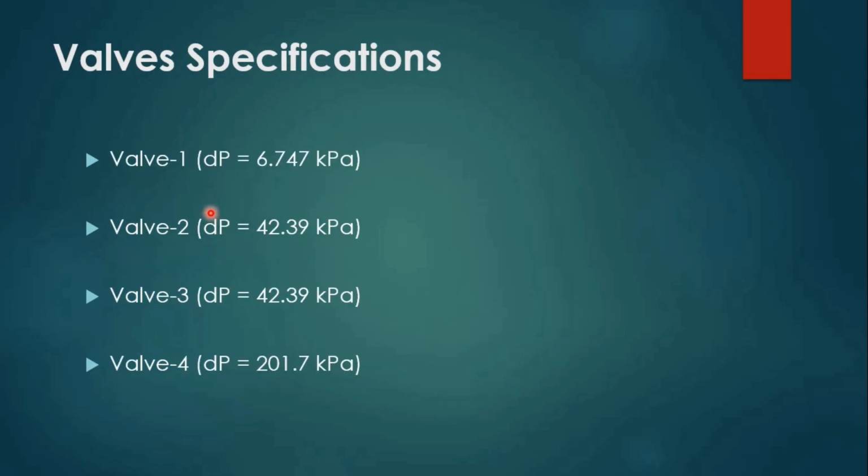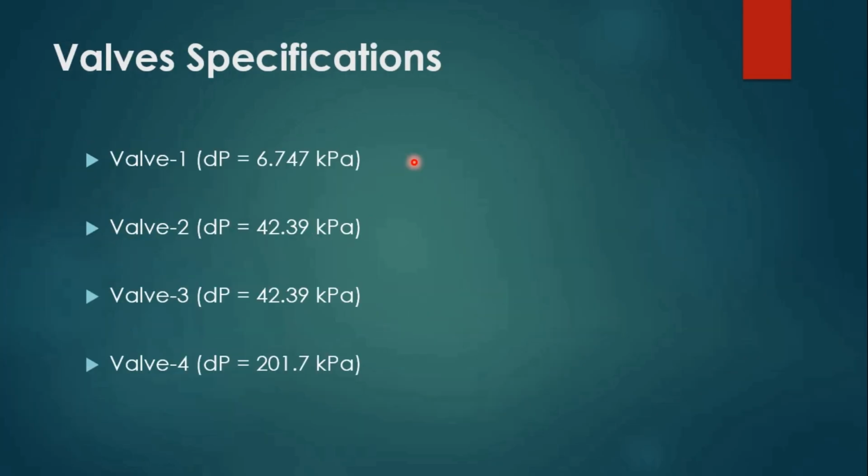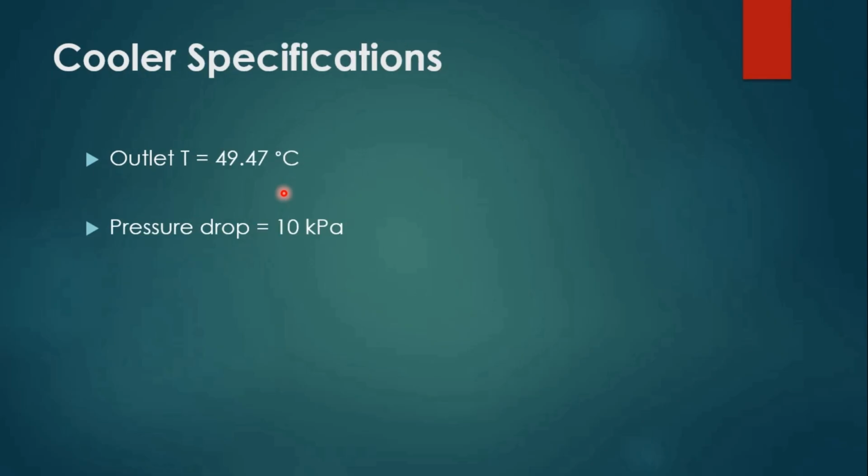There are 4 valves in the system. If I take you back to the diagram, there are 4 valves: 1, 2, 3, and 4. So we have mentioned their specifications. DP for valve 1 is 6.747 kilopascal, for valve 2 and valve 3 it is 42.39 kilopascal, while for valve 4 it is 201.7 kilopascal. For the compressor, we have been given the adiabatic efficiency as 75% and outlet pressure as 310 kilopascal. For the cooler, we have been given outlet temperature as 49.47 degrees centigrade, and pressure drop in the cooler as 10 kilopascal.